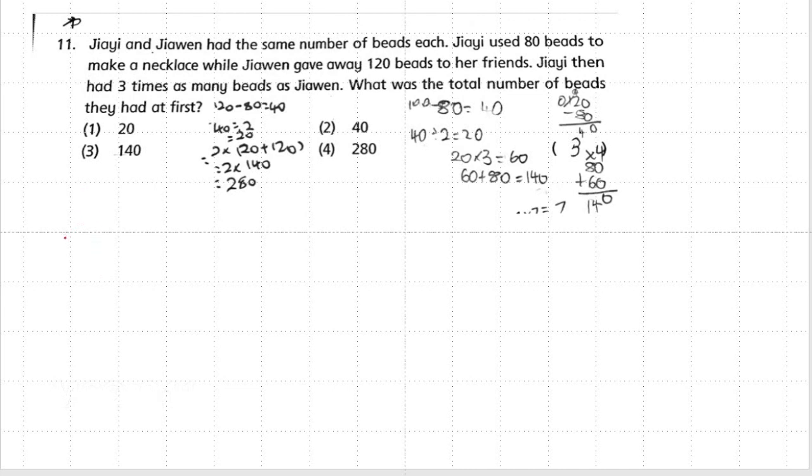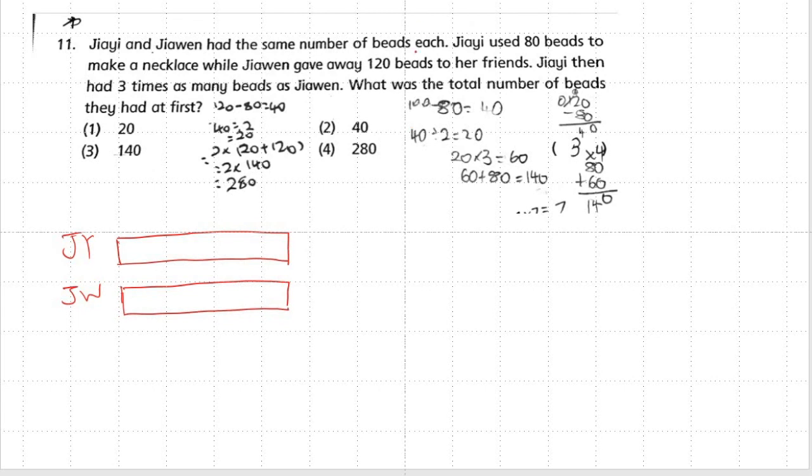Firstly you know that 嘉莹 and 嘉文 they have the same amount, okay? But then after that, 嘉莹 used 80 beads. So over here, let's put 80 beads.